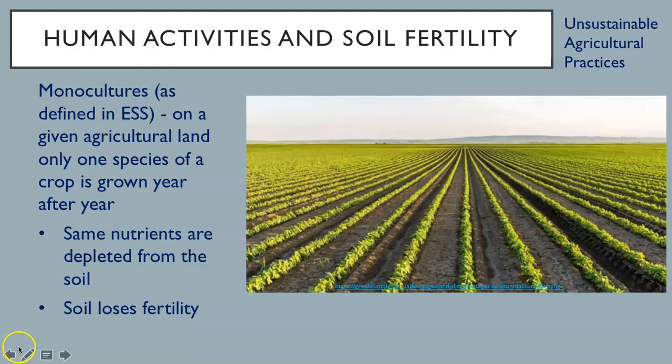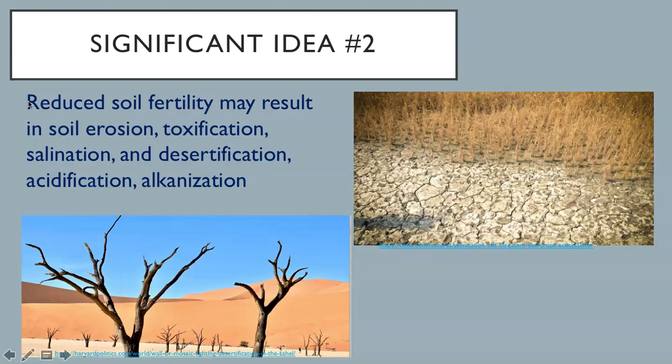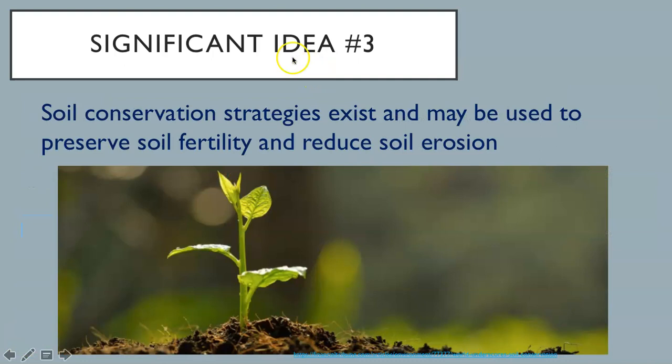Significant idea number two, reduced soil fertility may result in soil erosion, toxification, salination, desertification, acidification, and alkalinization. Significant idea number three, soil conservation strategies exist and may be used to preserve soil fertility and reduce soil erosion.